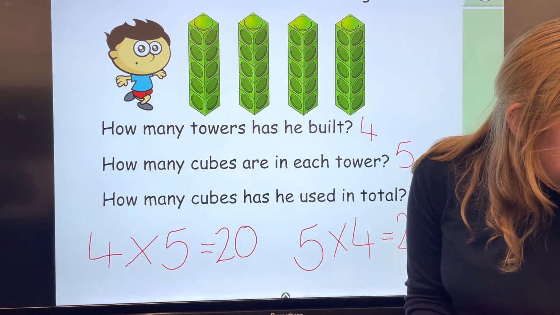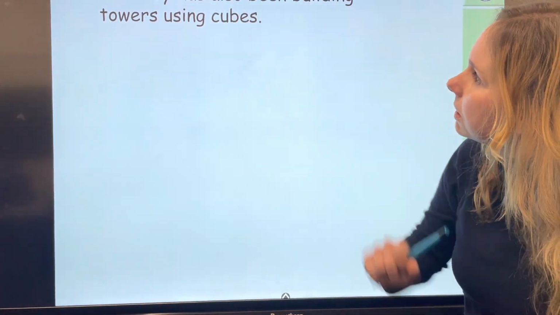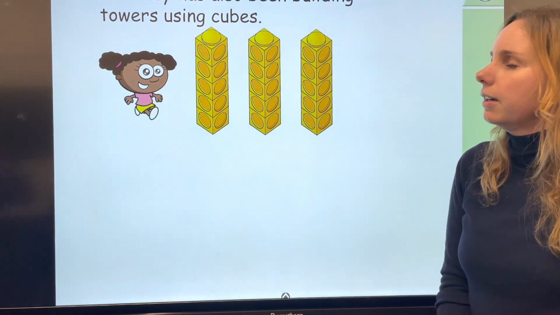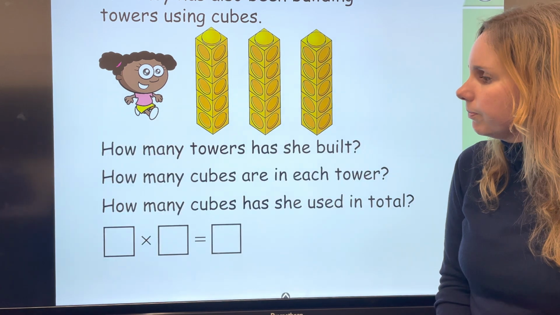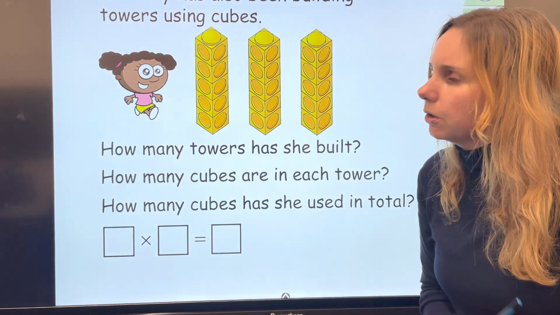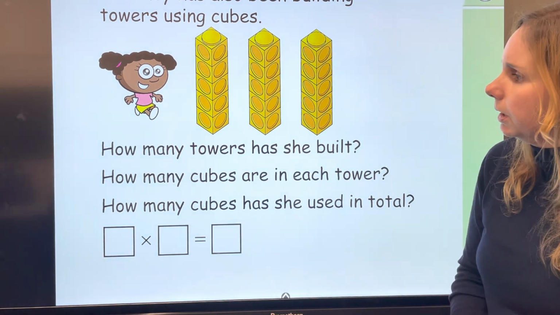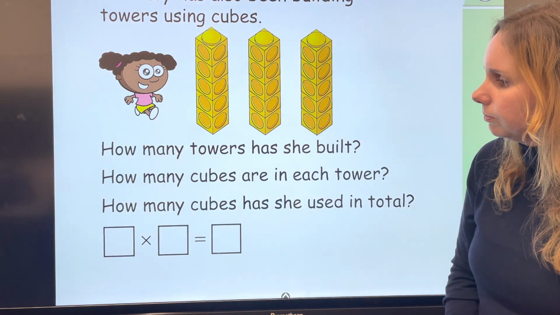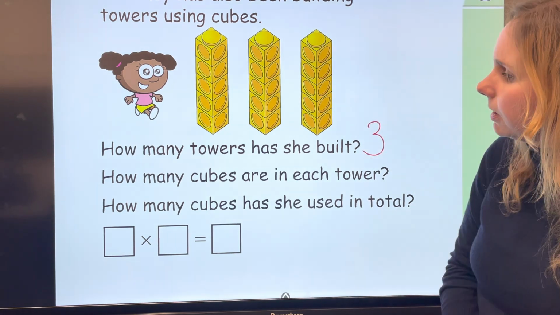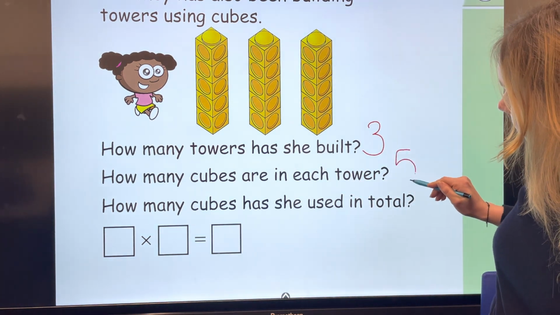Let's have a look at the next one. Oops, Mrs. Eastwood just wrote the answers in the box without the boxes. Whitney has also been building towers using cubes. How many towers does she have? How many cubes are in each tower? And can you write your calculation? So pause me now. Have a look, what do we know? How many towers? How many are in each one? So I know she has 3 towers. I know there's 1, 2, 3, 4, 5 in each one.